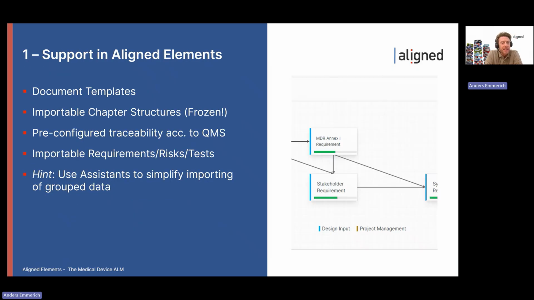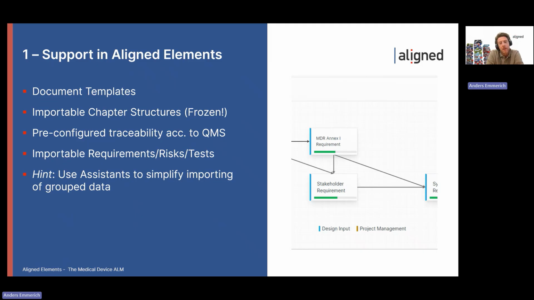Within Aligned Elements, we have a couple of different functions to support these things. Of course, we have the support of document templates. We also have the support of different design items. We have holders for data and things like that. A very simple thing is to import chapter structures. You can also make sure that they're not changeable by end users, to make sure that these are the chapter structures we should enforce for a user need document, for whatever kind of content that you can imagine.